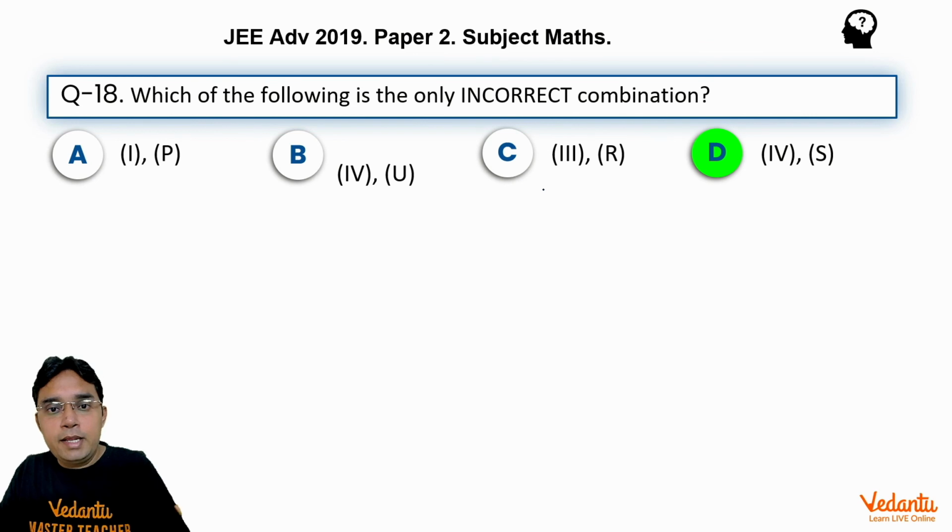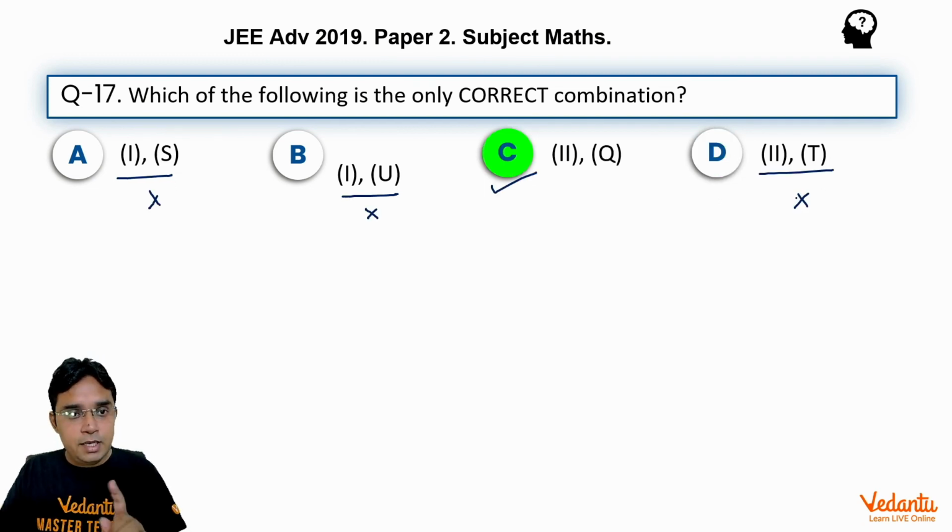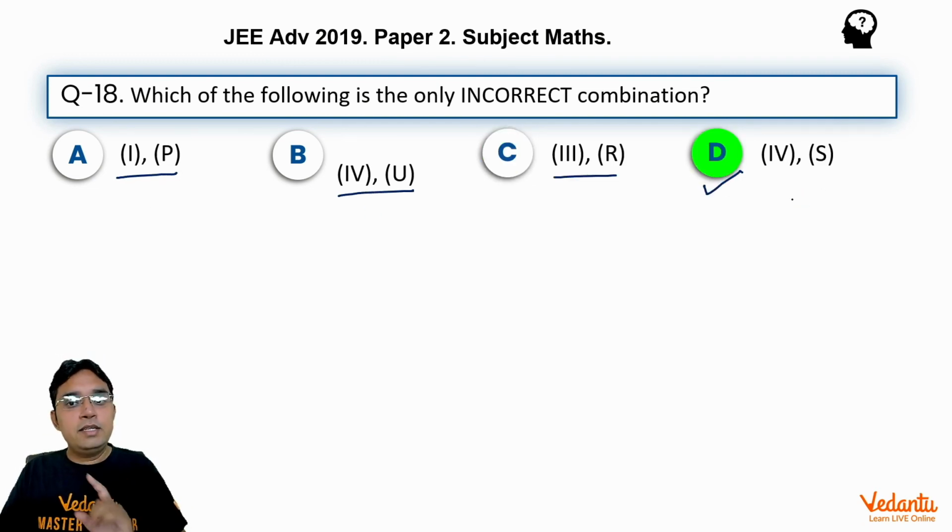Now for 18, they are asking which of the following is incorrect combination. So we have already seen 1 was matched with P, 4 was matched with U, 3 was matched with R, and 4 is not matched with S. So this is the only incorrect combination. So for 17, answer is C, and for 18, answer is B.